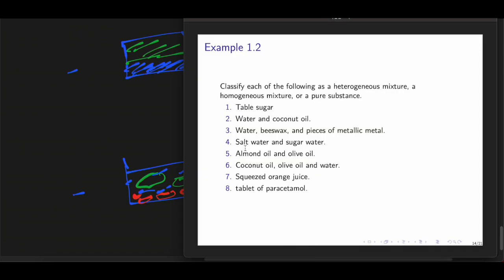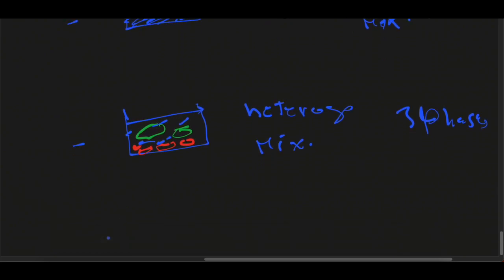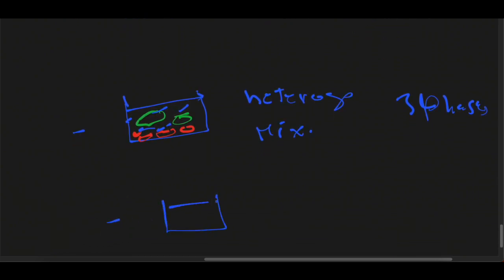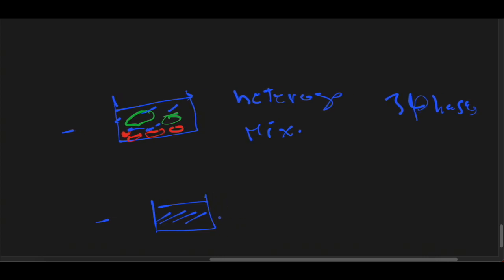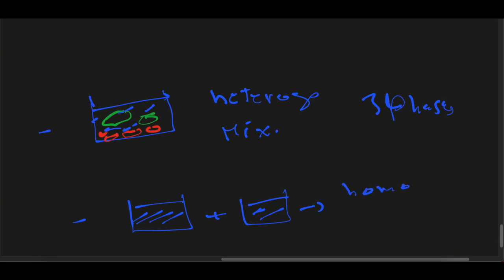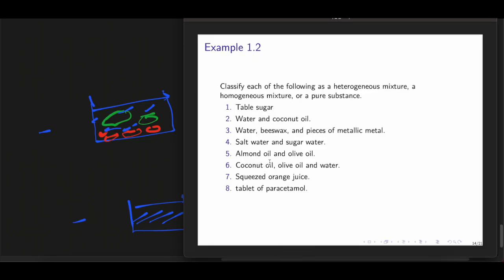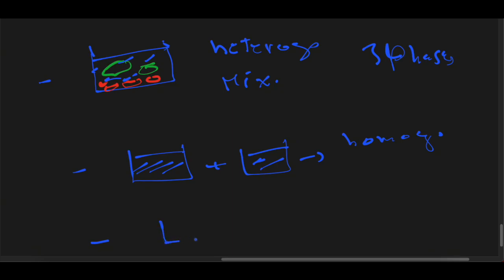Another example, salt water and sugar water. We know that salt water is homogeneous. If we get water and add, for example, a spoonful of salt, we cannot differentiate between the water before and after adding it. And sugar water, the mixture will also be homogeneous. Almond oil and olive oil, both are similar, so we have a homogeneous mixture.